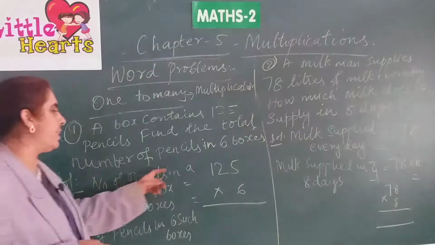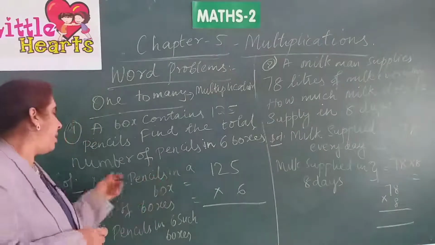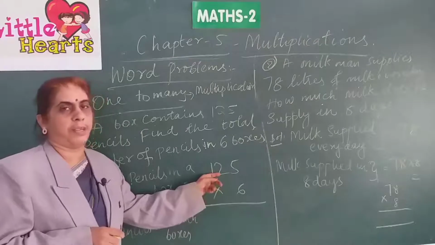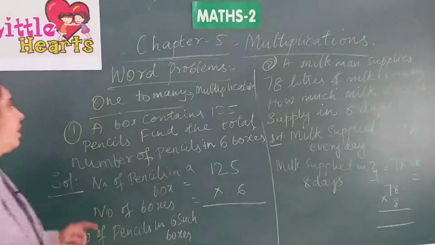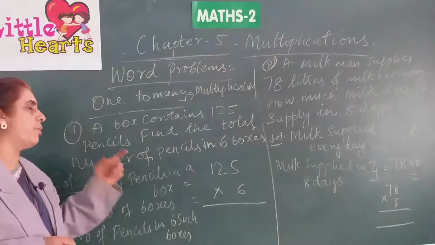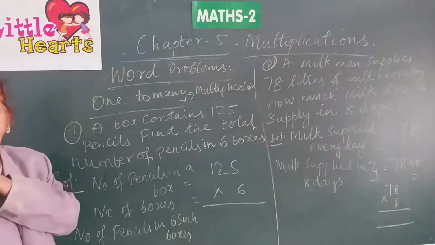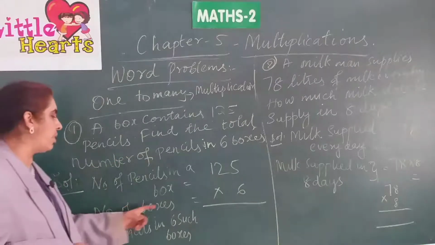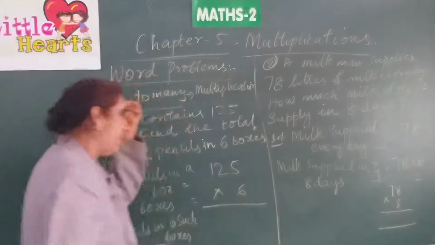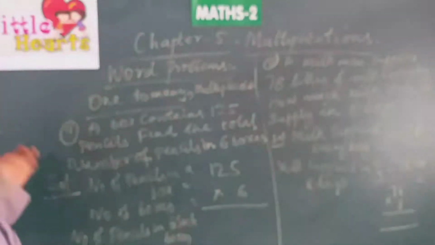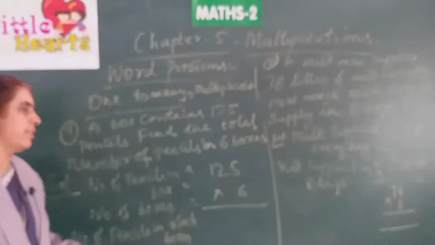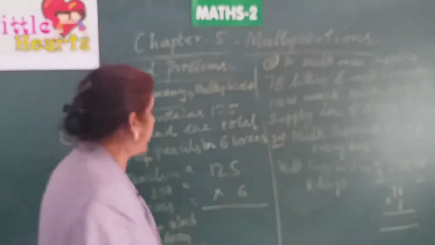Number of pencils in a box, that means ones, is equal to 125. That is given in the problem. And how many boxes of pencils do you need to find out? 6. So number of boxes is equal to 6. And you need to find out the number of pencils in 6 such boxes. So 125 multiplied by 6.